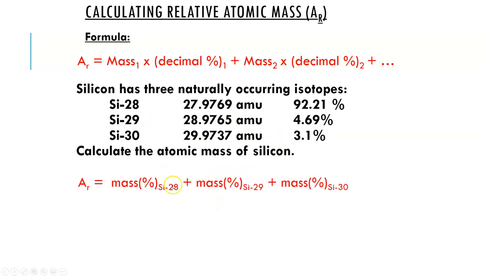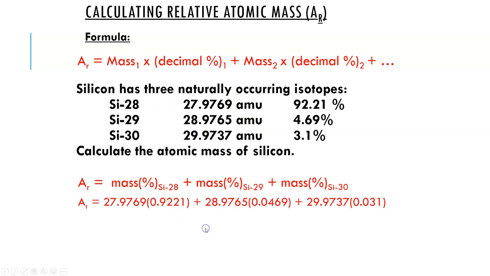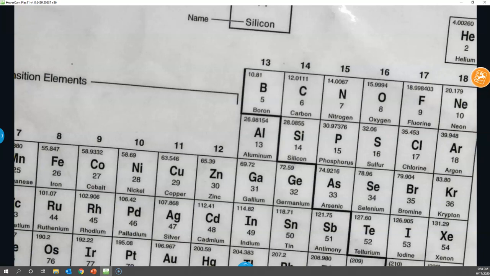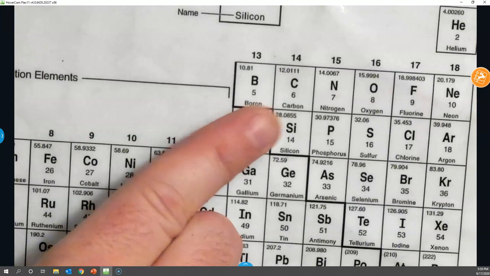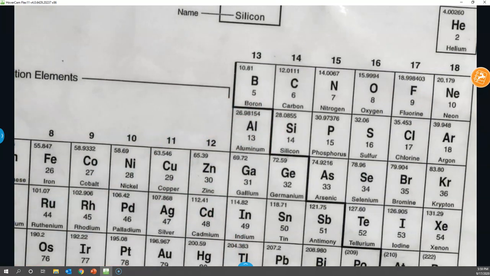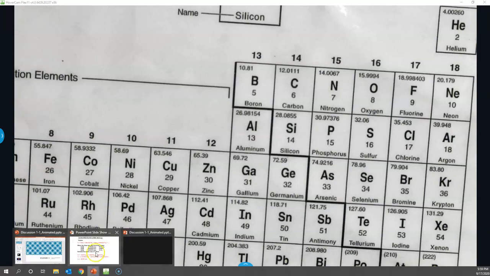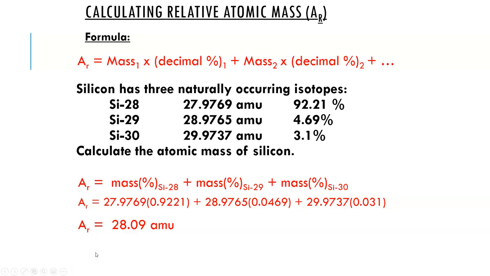So here is the formula adjusted for our actual problem. Here is the work, the mass of silicon-28 times its decimal percentage. Again, to take a percentage into a decimal, you just divide by 100, which moves the decimal place to the left 2 places. When you add all these factors together, you get 28.09 atomic mass units. If you compare that with what's on the periodic table for silicon, 28.09. So that is where those numbers come from. It is a weighted average of all of the masses and abundances of all the isotopes for a particular element.